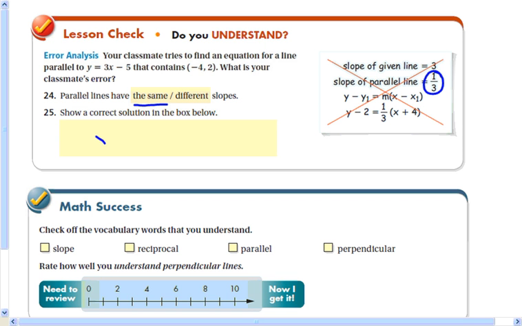The rest of the equation is correct. The y minus 2, that's fine. The part that we have to change is the slope, which should be 3. Now it's all good.